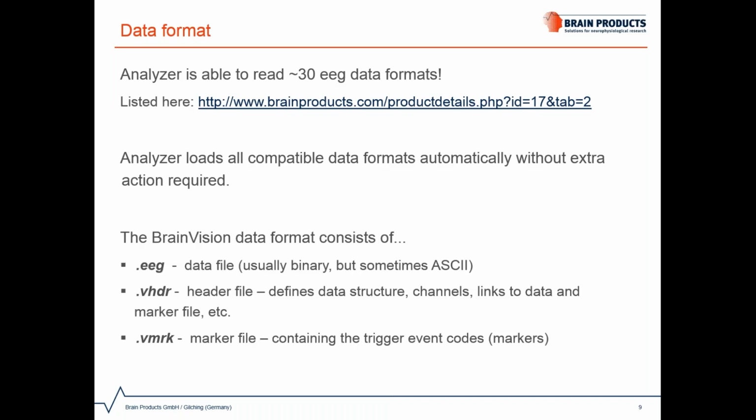When you recorded your data with Brain Products hardware, each recording consists of 3 files. The actual data is stored in the .eeg file. The .vhdr file is the header file. It contains information about the data structure. The .vmrk is the marker file containing all the trigger event codes. Please don't change the name of these files because they are linked internally.